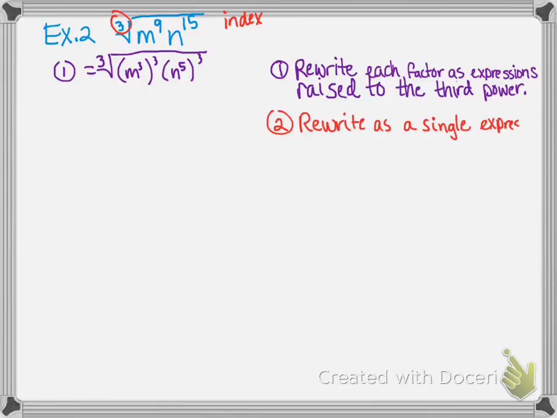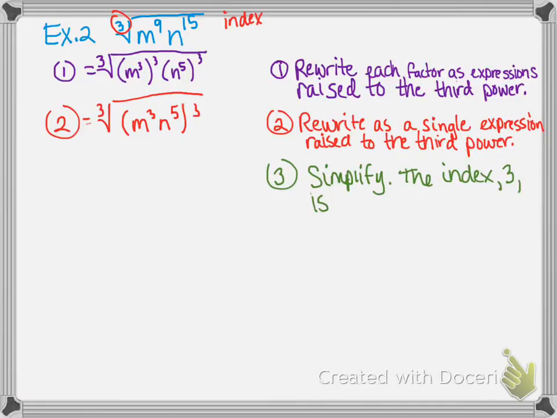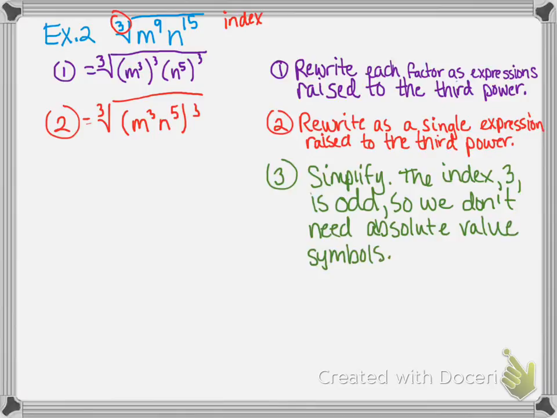Next, we'll rewrite as a single expression raised to the third power. Underneath the third root, we're going to combine the m cubed and the n to the 5th, and that's cubed. Okay, we're going to simplify. Because the index 3 is odd, we won't need the absolute value symbols. So we can just cancel that third power with the third root, and we're left with m cubed n to the 5th, and we don't need absolute value bars. We're done.